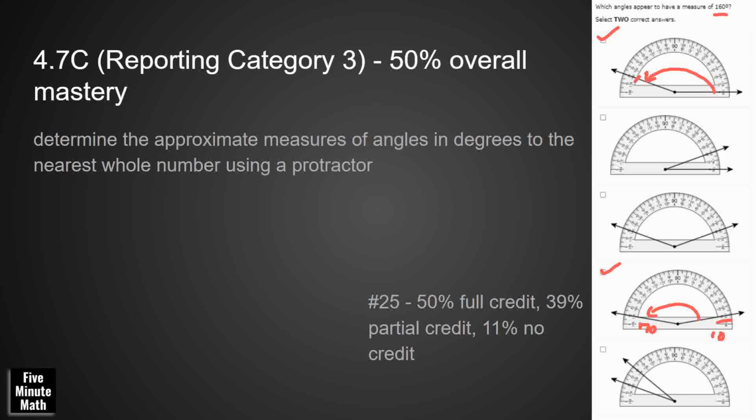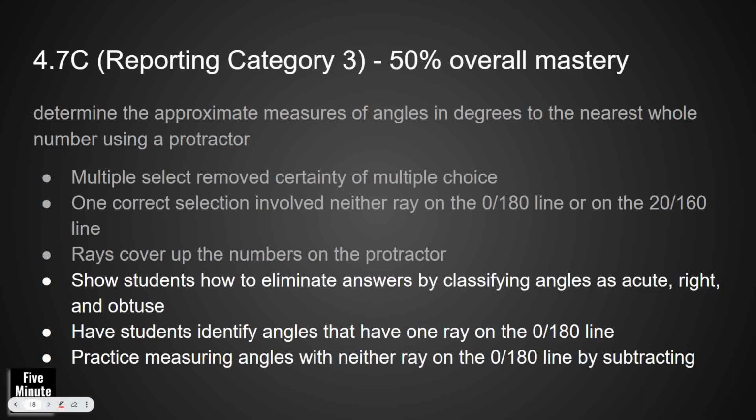And you see that we had 50% full credit, that's 2 points. We had 39% with partial credit, 1 point. So that's not bad. That's 89% at least getting 1 point, which most likely was this one. So what can we do to get even more students for the full credit? Well, we have to realize that the multiple select makes it a little bit more difficult, removes any type of certainty you might have for multiple choice.